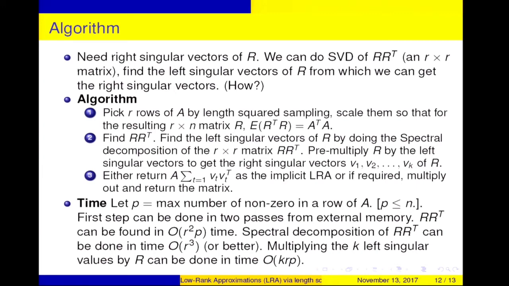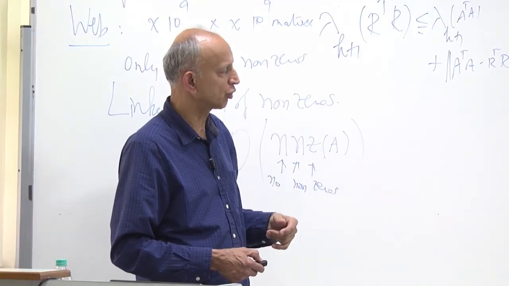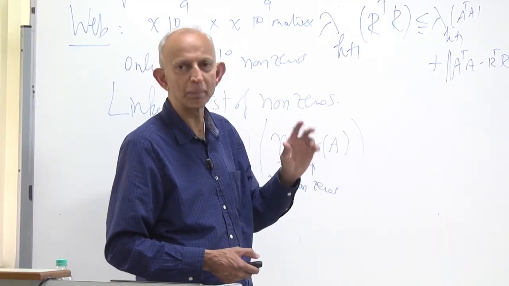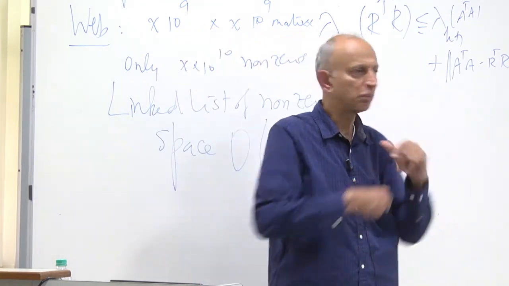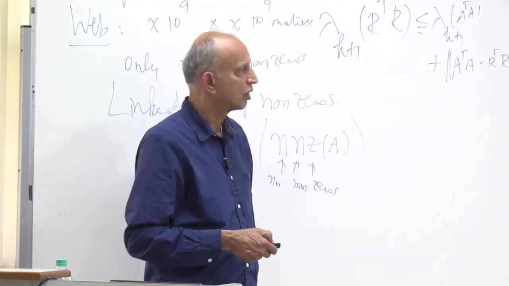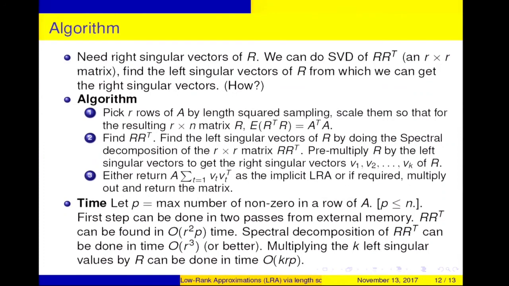Then you find RR transpose. And now RR transpose is R rows multiplied by R rows. So R squared multiplications, but each only takes P time. There are only P non-zeros. The dot product of 2 vectors with P non-zeros only takes P time. Spectral decomposition can be done in R cubed time or better. R is to be thought of as a constant, and P as well.